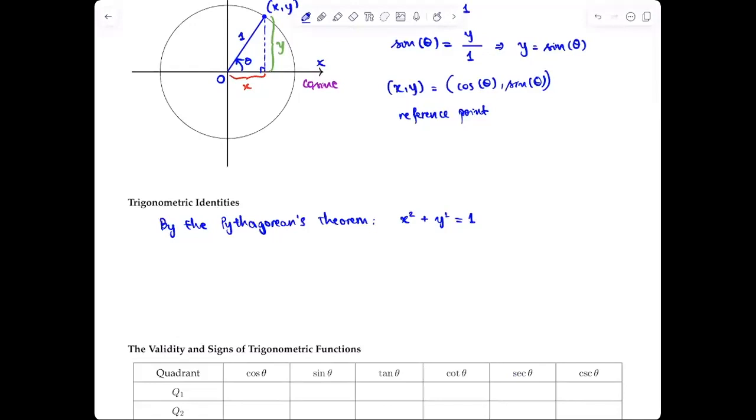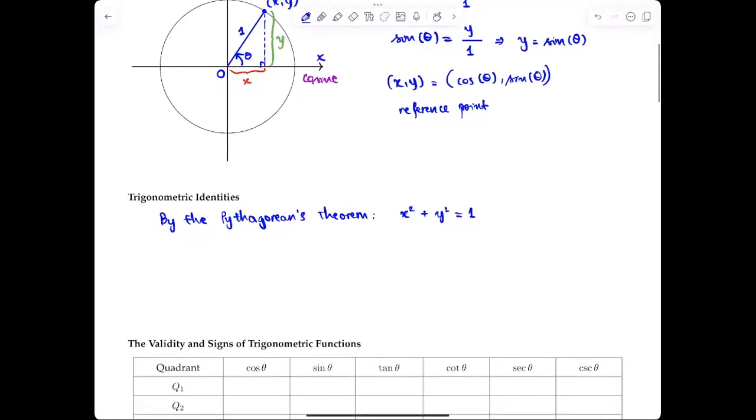Now, the trigonometry identity I want to show you here relates sine and cosine with 1. So x is related to cosine of theta, y is related to sine of theta. Therefore, instead of writing x and y, I'm going to substitute sine and cosine. So x will now become cosine squared of theta plus y squared, which is sine squared of theta, and this is equal to 1. Now, so that's one identity.